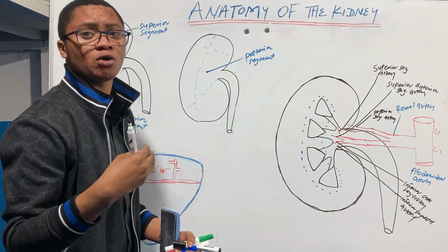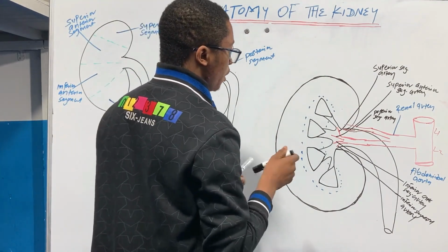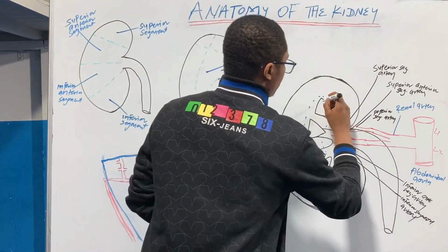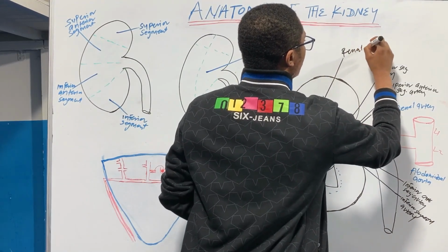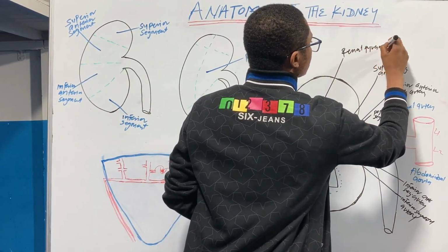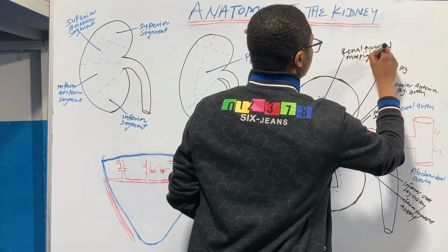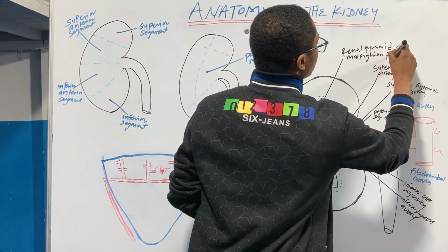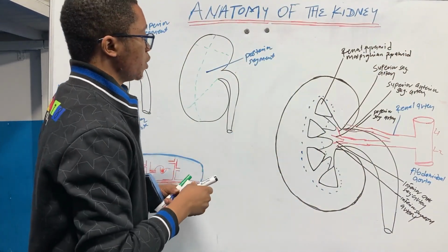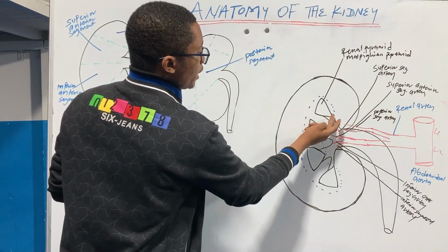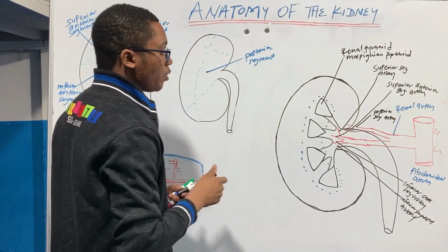Remember, the renal pyramid is also called the Malpighian pyramid. So let me quickly label that now. Here we have the renal pyramid, which is also called the Malpighian pyramid. Now the apex continues into the minor calyx.